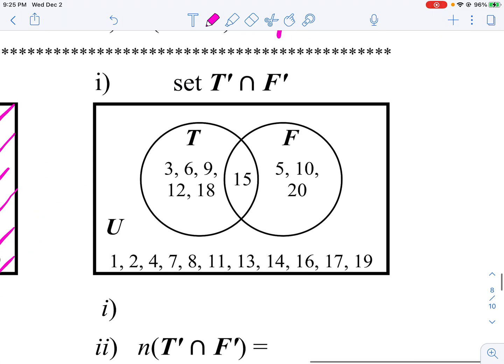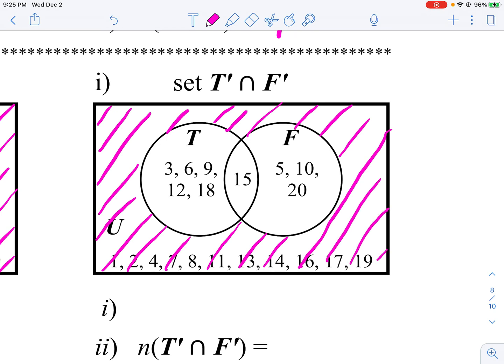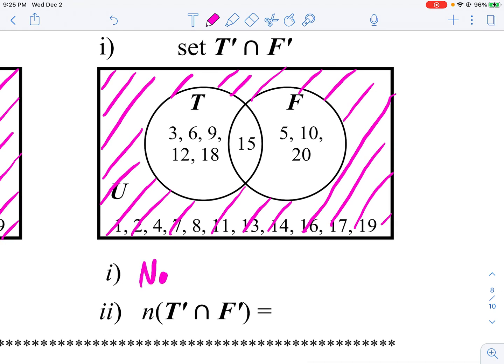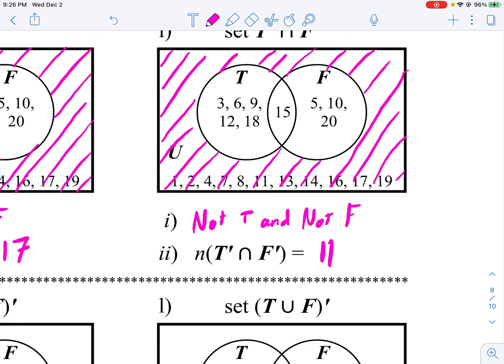Not T and not F. Well, that would be everything that's not T, so we can't include T. But then we're also not including F. So we're not going to include any of the circular parts. Just like that. I mean, not T and not F. And the number there would be 1, 2, 3, 4, 5, 6, 7, 8, 9, 10, 11.